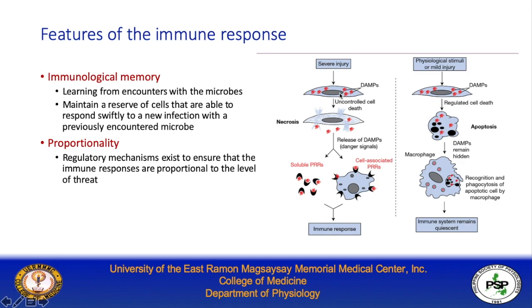As compared to when the injury is severe, wherein there is uncontrolled cell death resulting in the release of DAMPs into the extracellular environment. So when the cell bursts or dies, the DAMPs would be spreading into the extracellular environment. And then these DAMPs, the same way as with your PAMPs, would be recognized by your PRRs, resulting in an activation of the immune response.